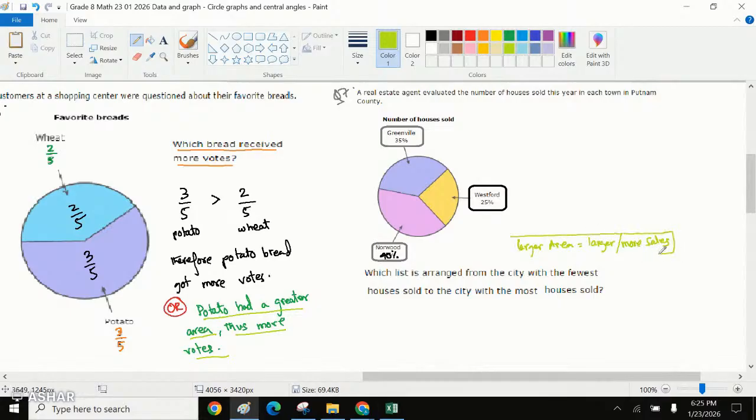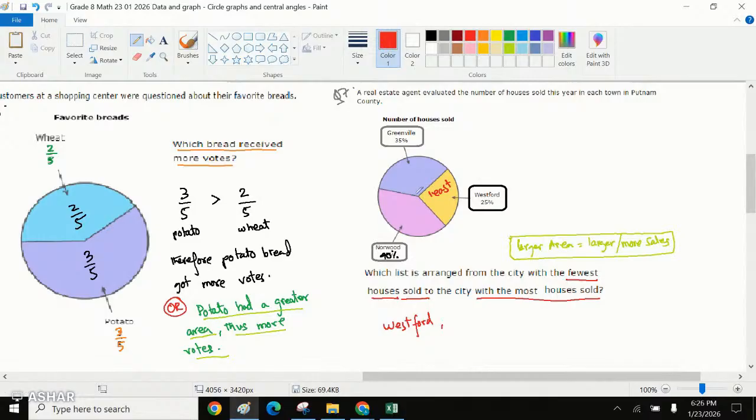Depending on our requirement of the question, we categorize it. So we wish to look at the fewest, the least houses sold, right? We need to give a list of areas from least to the most. So can we say this was 25%, right? So can we say this is the least? So the least would be Westford. Agreed.